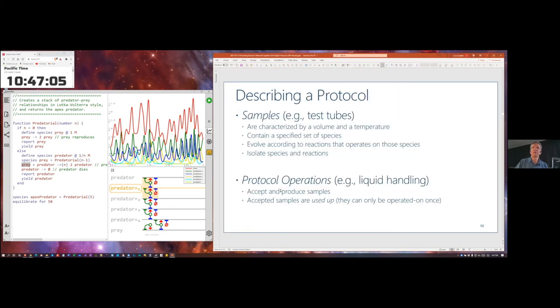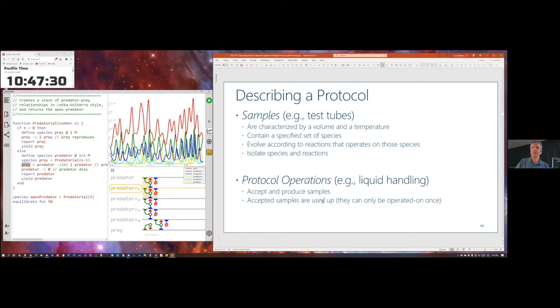Okay, now how do we describe samples in this language? So protocols. Samples are characterized by volume and temperature, and they contain a set of species. They evolve according to the reactions on those species. And each sample isolates the species that the reactions operate on. The protocol operations accept and produce samples. They take samples and produce samples.